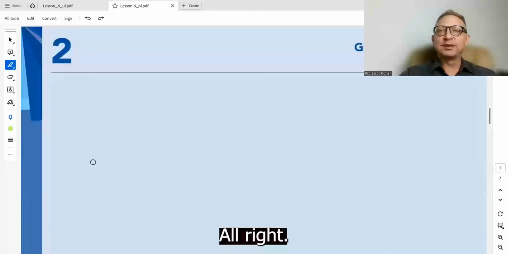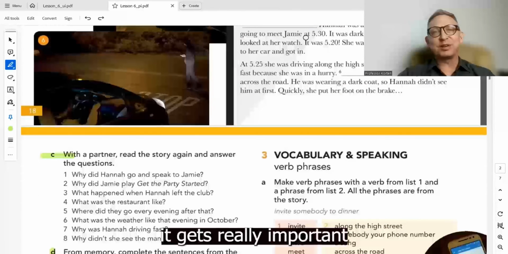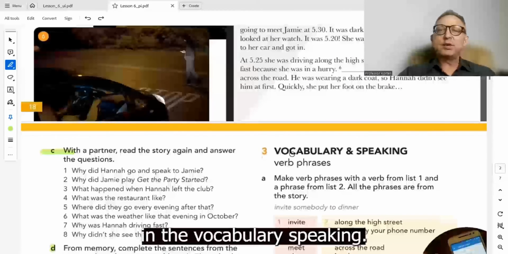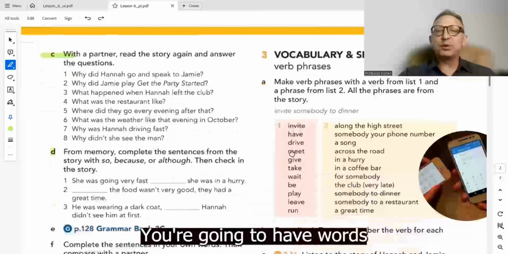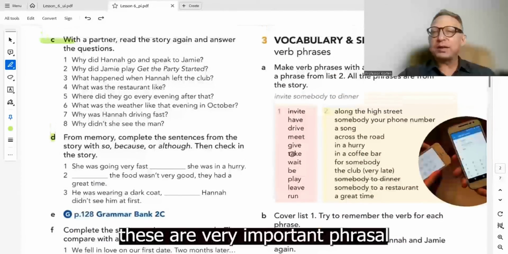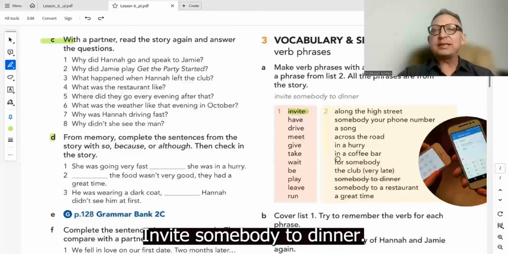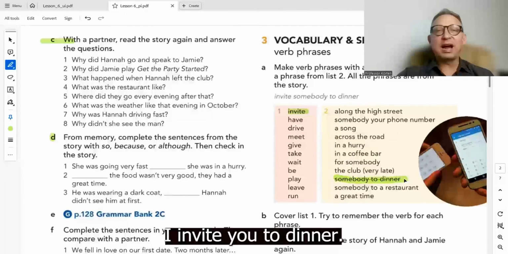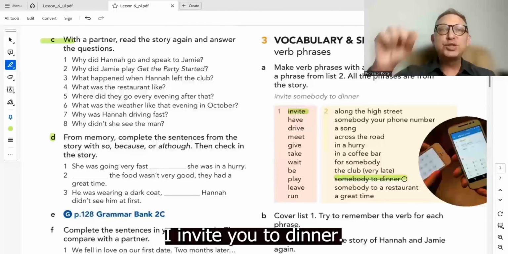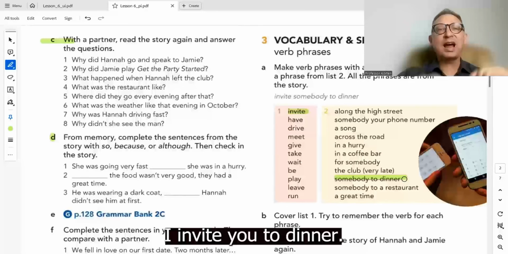All right. Now we're going to go back up to vocabulary, and this is where it gets really important. In the vocabulary speaking, you're going to have very important phrasal verb phrases. Invite somebody to dinner. I invite you to dinner. Not at dinner, not for dinner. I invite you to dinner.